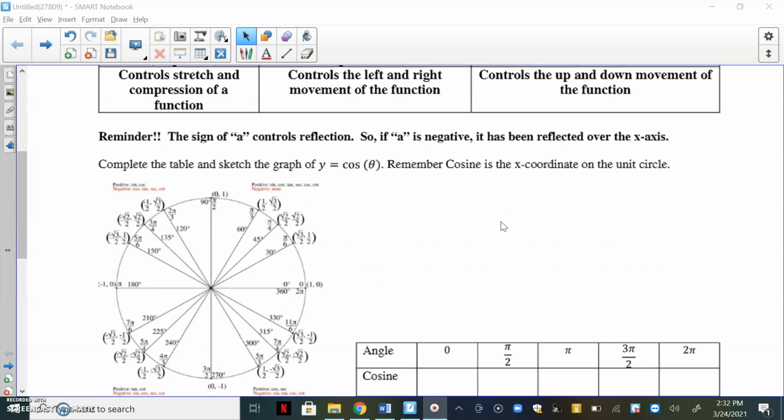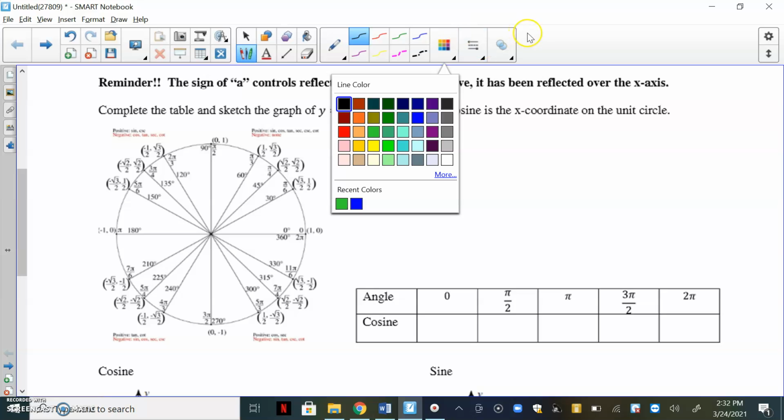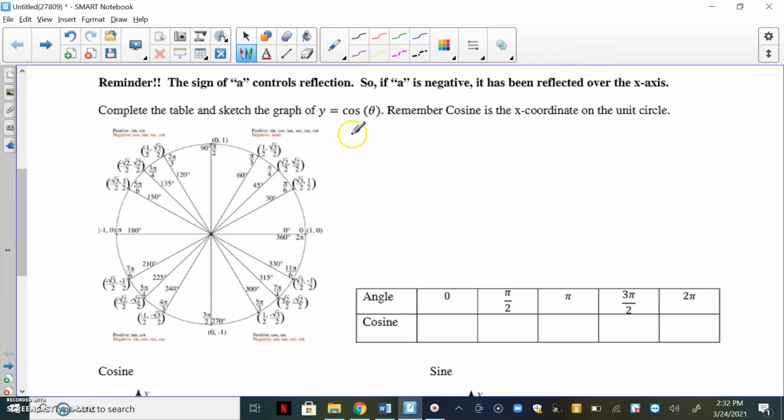So we will start by creating our table for the 5 points that we're going to be using to graph, just like we did for sine. So let's go ahead and fill out this table here, and remember that it's cosine comma sine in these parentheses. So fill out the table accordingly.